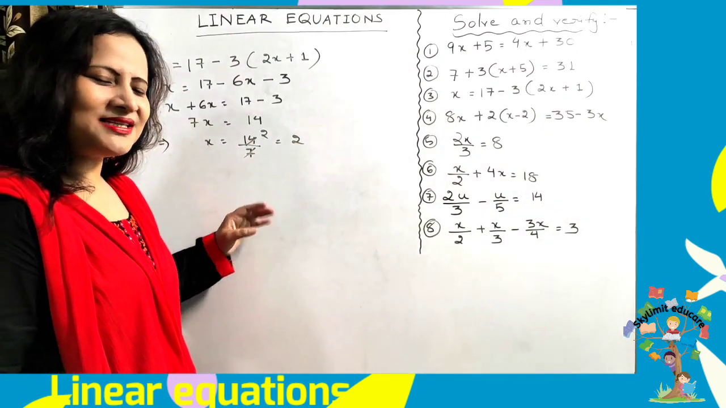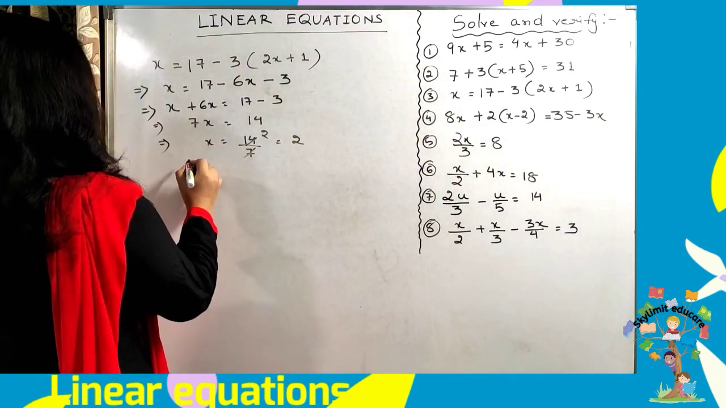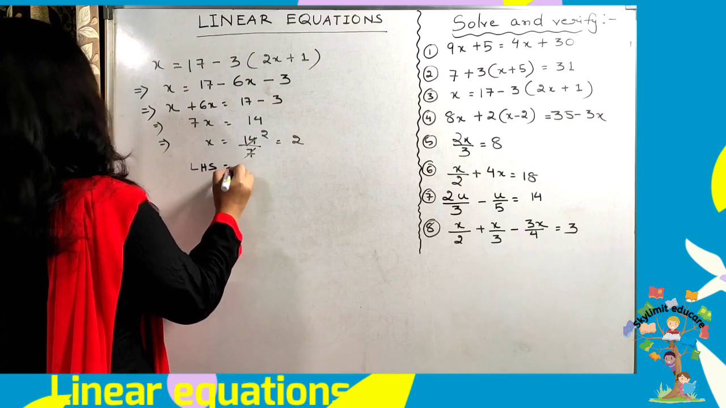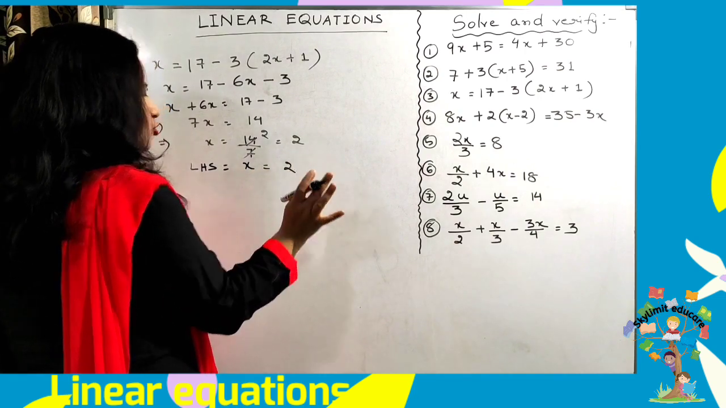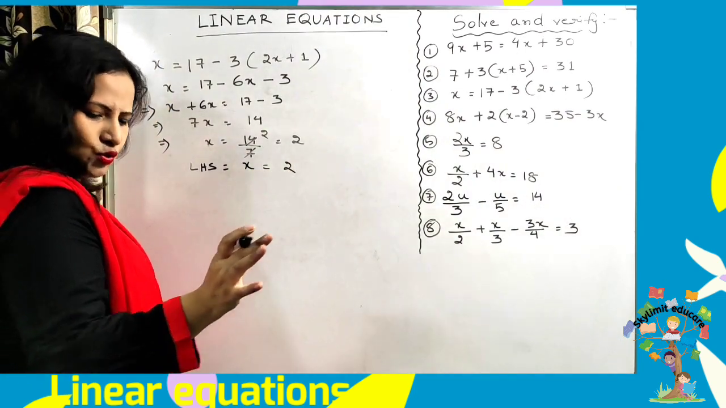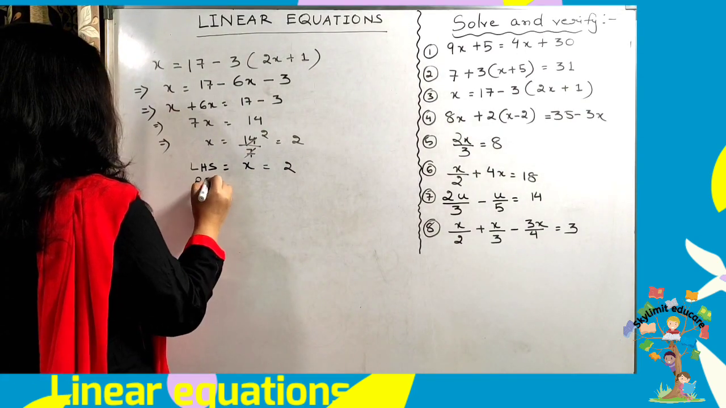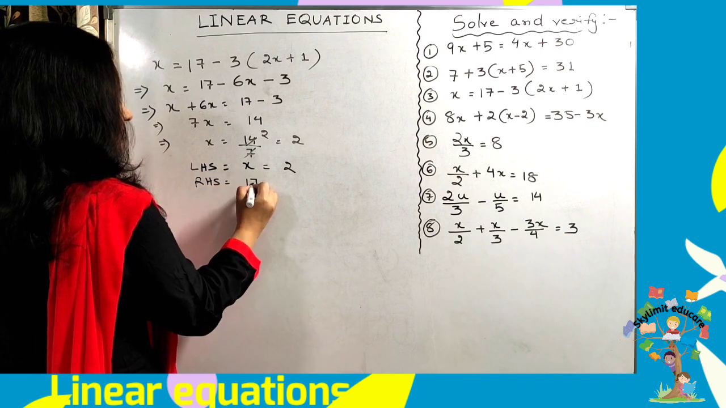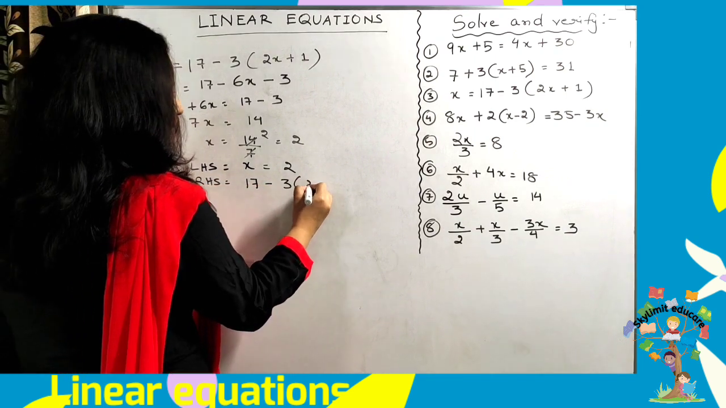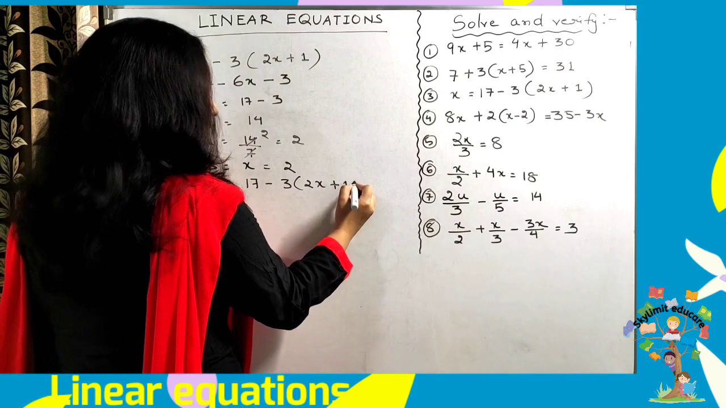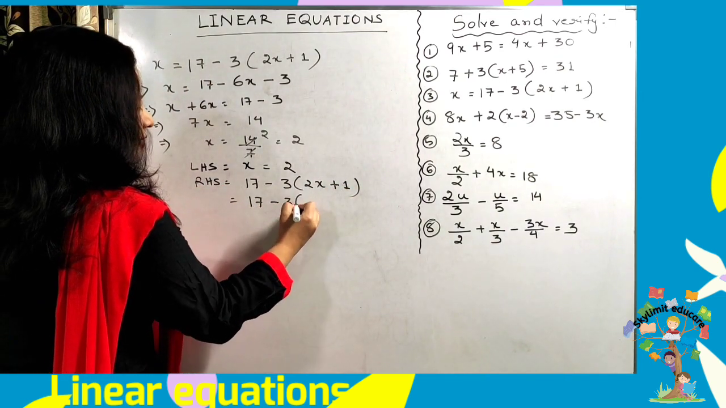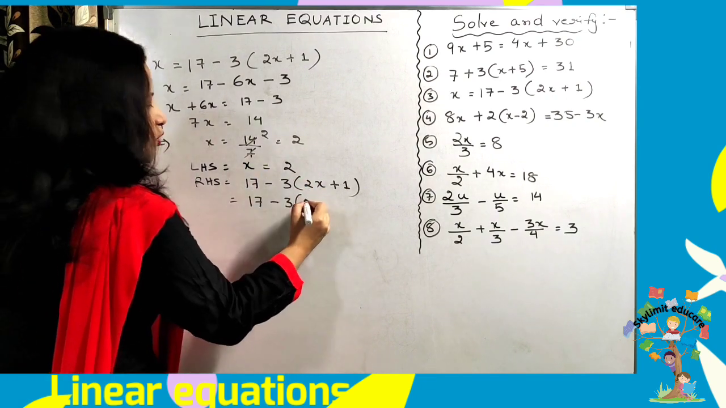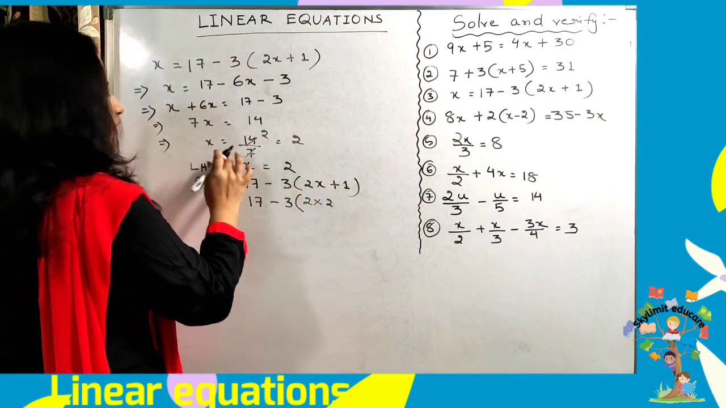So now let's verify it. LHS, left hand side, we have only x, you can see here. So x, how much have we got? 2, that's it. The value of left hand side is 2 only. Now let's find the right hand side value. 17 minus 3 multiplied to 2x plus 1. Now 2 multiplied to x means what? 2 multiplied to 2, because the value of x you have got is 2.